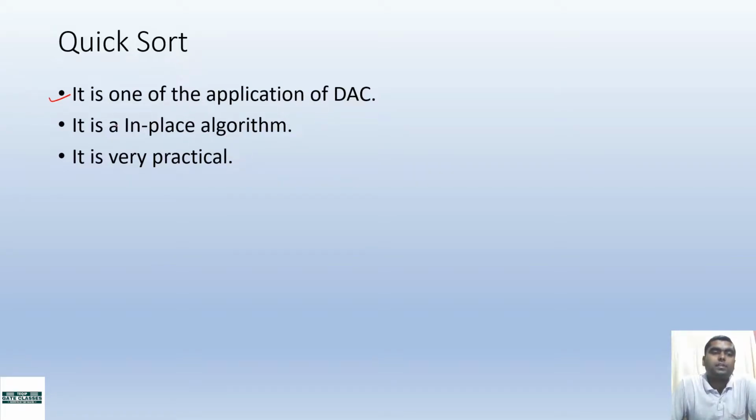Next, it is an in-place sorting technique. In the previous lecture, I told you what an in-place sorting technique is: if in any sorting algorithm we are not taking any extra space apart from the given array or given space, then that algorithm is called an in-place sorting algorithm.